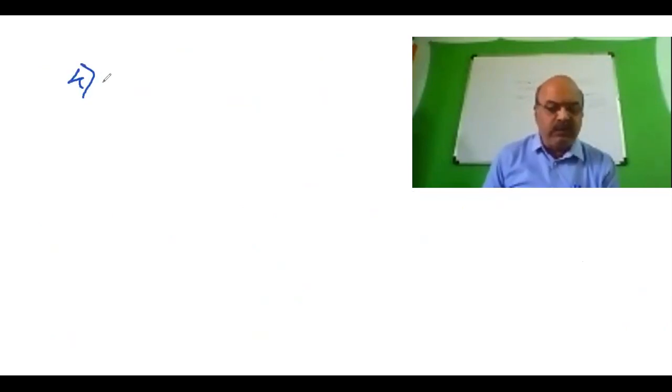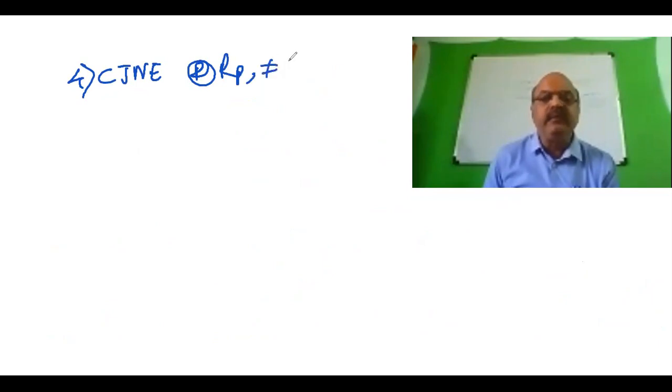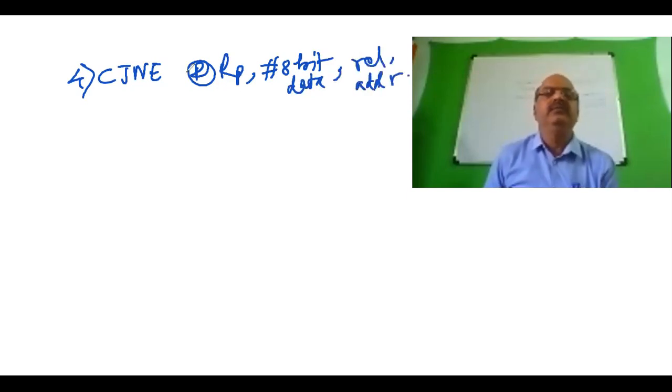Again, one more variation of CJNE. One more variation of CJNE is CJNE address at RP, comma, hash data, 8-bit data, comma, relative address. Now, can anybody tell me what is the meaning of this particular instruction?